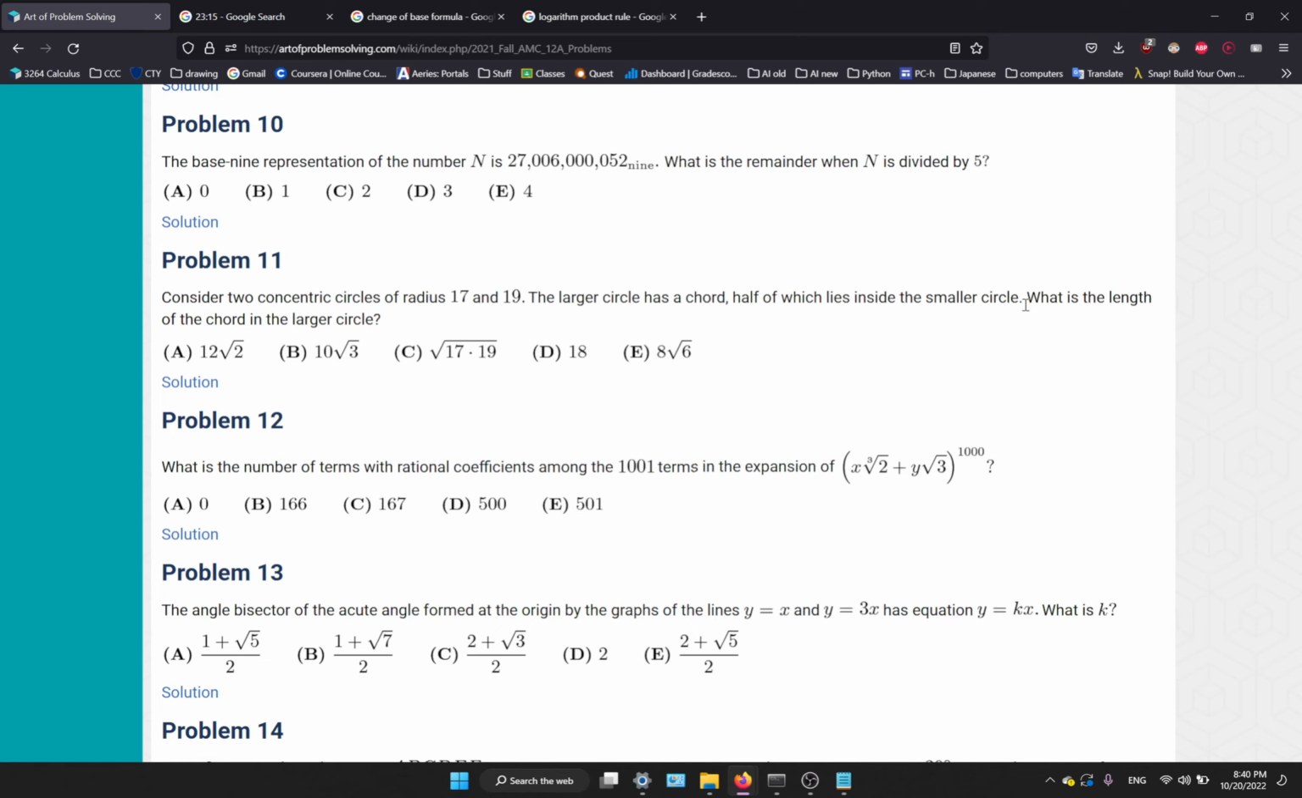Yeah. We know that the radius is 17 here, so we get this like that, and then we get this like that.